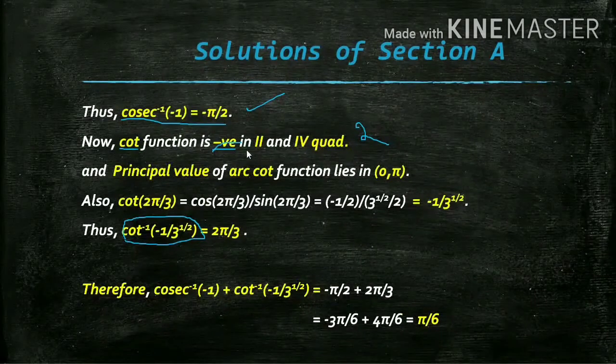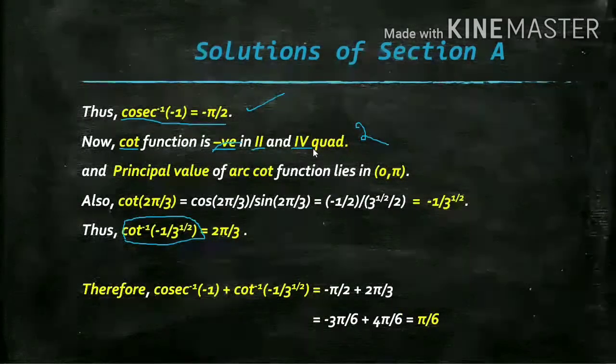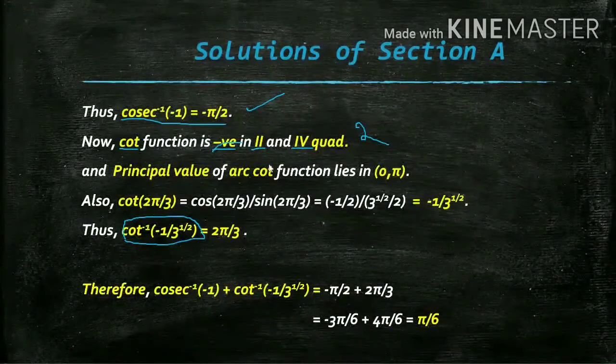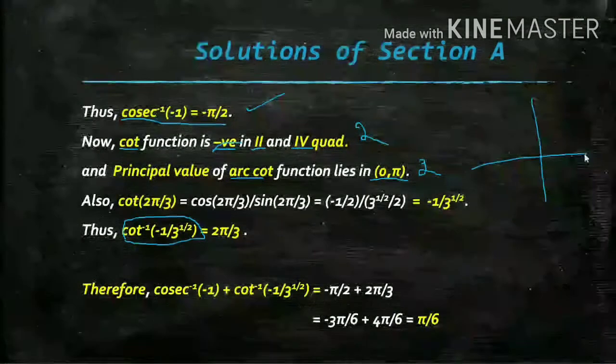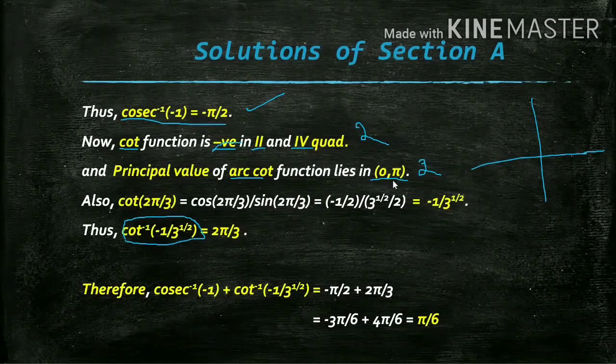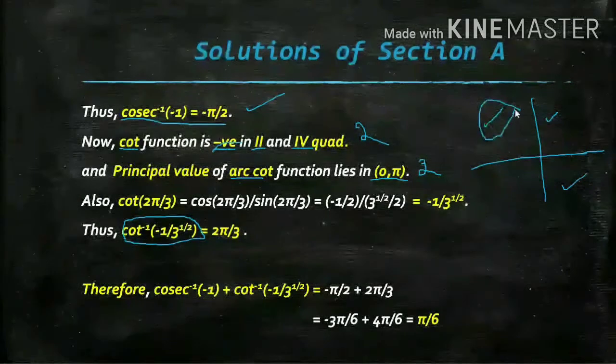Now cot is negative in which quadrant? In the second one and in the fourth one. Rest it is positive. And the principal value is the third step. Principal value is the open interval 0 to pi, because cot is exactly the same as cos, just the open interval comes. So now here also you know in which quadrant the angle should lie. According to the third part, the angle must lie either in the first or in the second. But according to the second step, it must lie in the second or the fourth. So the common is the second.